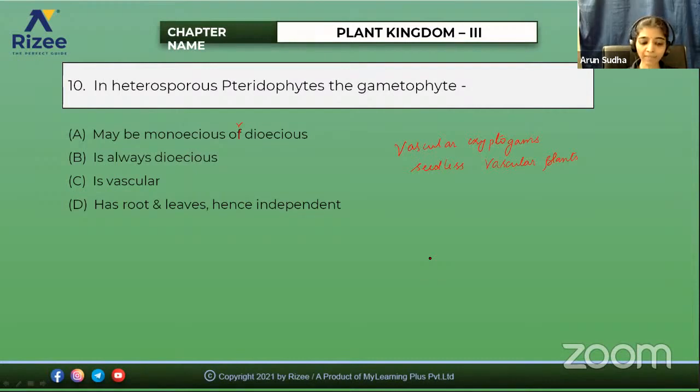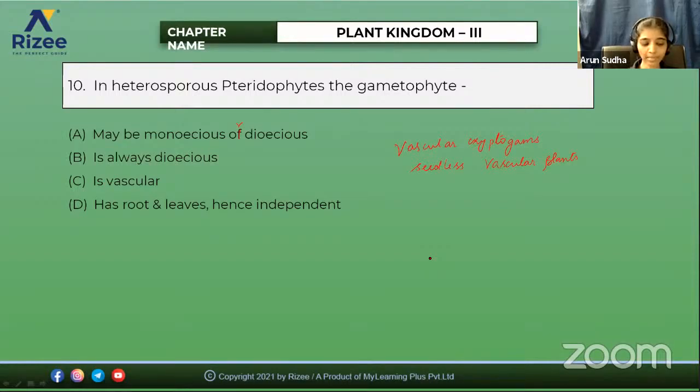Plants having vascular tissues but lacking seeds, that is, they have vascular tissues but they lack seeds. Options: 1 Bryophyta, 2 Pteridophyta, 3 Gymnosperms, 4 Angiosperms. Yeah, B, pteridophytes.